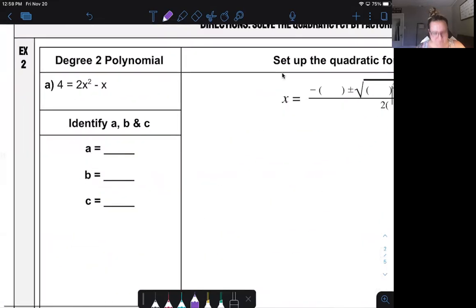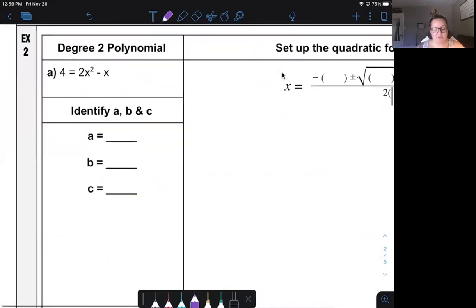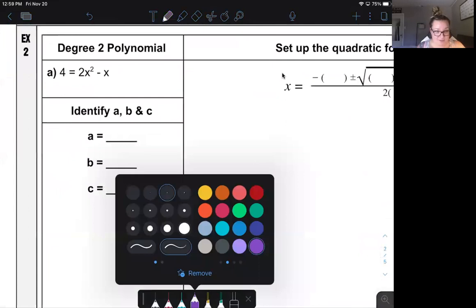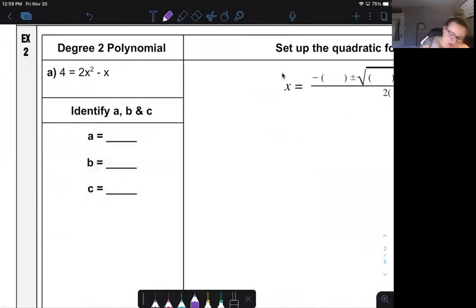So let's use it. Example 2, part A, our equation is 4 equals 2x squared minus x. Well, remember, what do we need every quadratic function to be equal to before we can solve it? That's right, it has to be equal to 0. So we're going to subtract 4 from both sides. 4 minus 4 is 0, equals 2x squared minus x minus 4. So this is the equation that we're going to use.